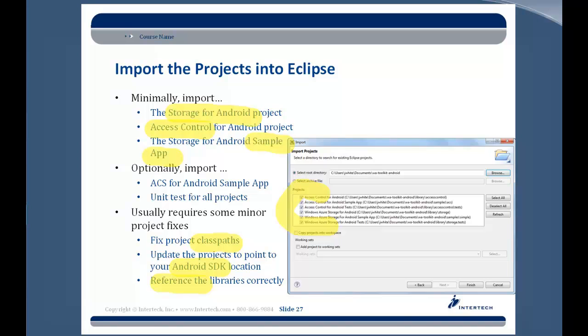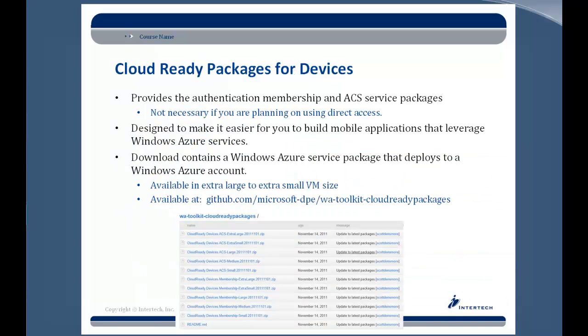Additionally, what you're going to need, if you're not going to do direct access to storage, is the CloudReady packages for devices. These are, again, Microsoft provided, free of charge, open source technology, at least in terms of being able to use it. They don't give you the source code for these, but being able to use them, they're out there and available, again, off of GitHub. So these provide, again, the authentication, membership and ACS service packages.